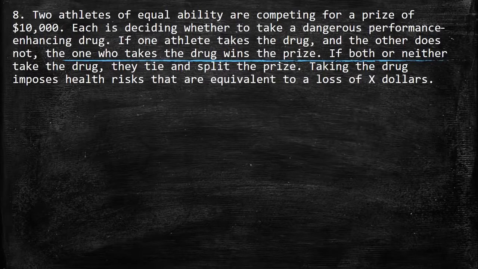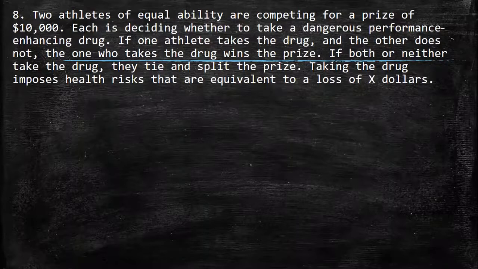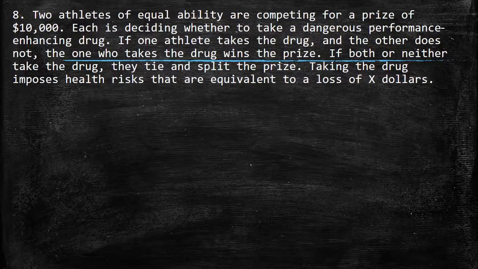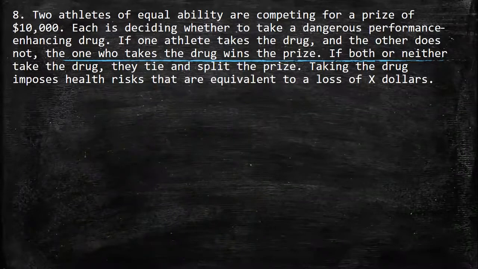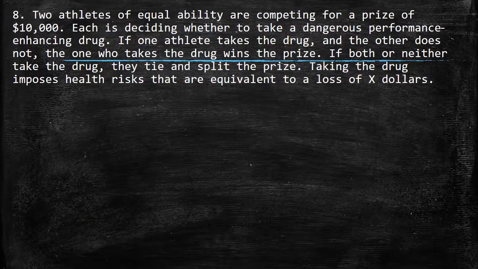Then the 8th point: two athletes of equal ability are competing for a prize of 10,000. Each is deciding whether to take a dangerous performance enhancing drug. If one athlete takes the drug and the other one does not, the one who takes the drug wins the prize, so this person wins the 10,000. If both or neither take the drug, they tie and split the prize. Taking the drug imposes health risks that are equivalent to a loss of X dollars.